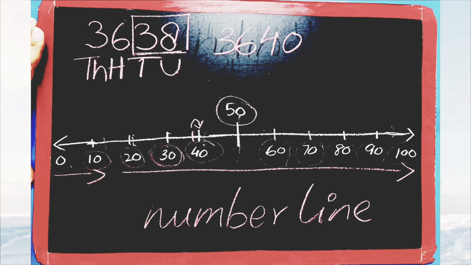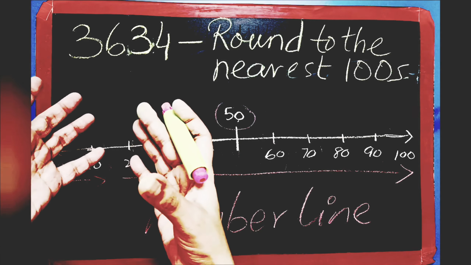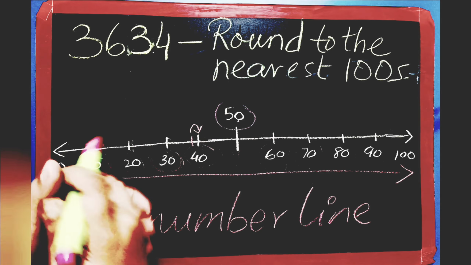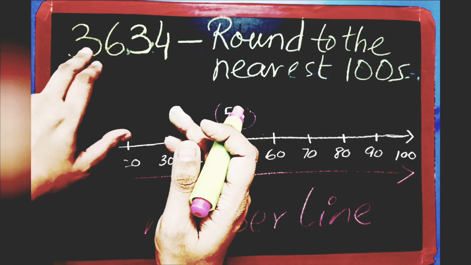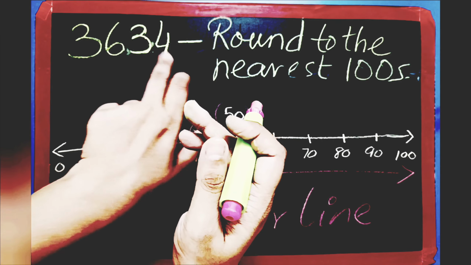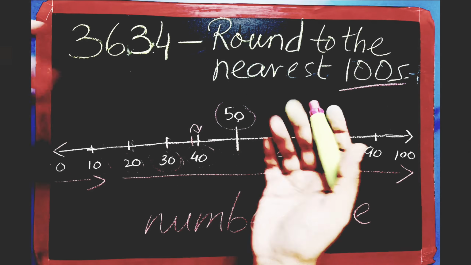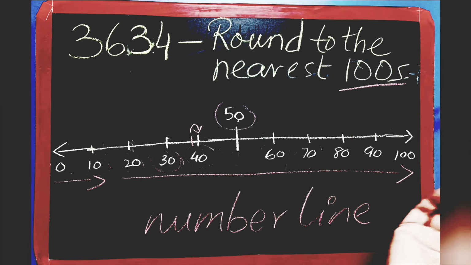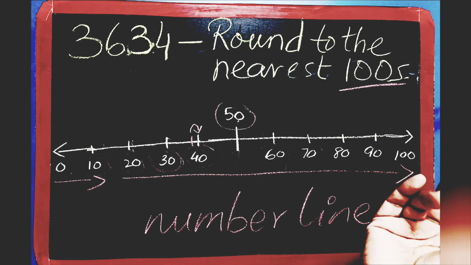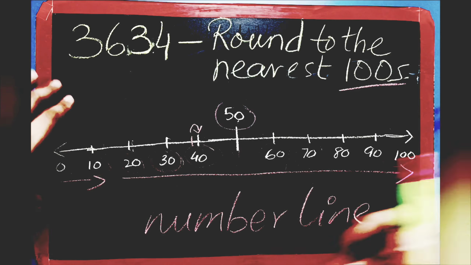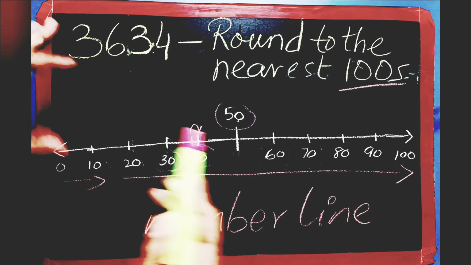Now if we are asked to round the figure 3634 to the nearest hundreds, how will we do it? Here we have the number line of tens, but we can also make it a number line of hundreds. So we can do it like this.